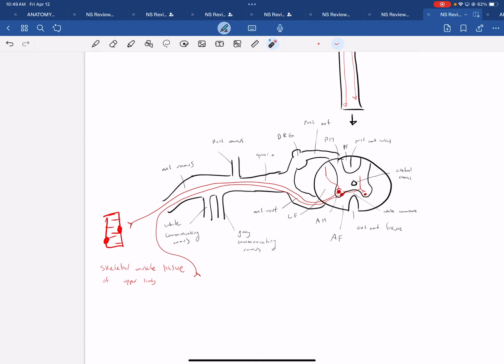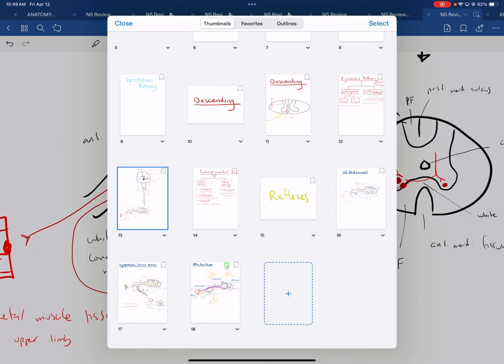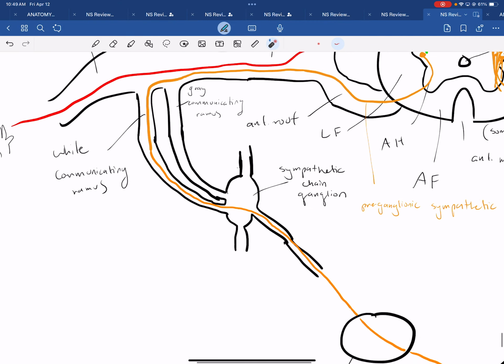Wait, so I guess I'll ask anyway. If it's going through the anterior ramus, when does it go through the gray communicating, or when does it go through the white? Here, let's do that next, right? So we have about 10 minutes to do that. We're not gonna have enough time, but here, let's see. So, oh, here's a pathway.